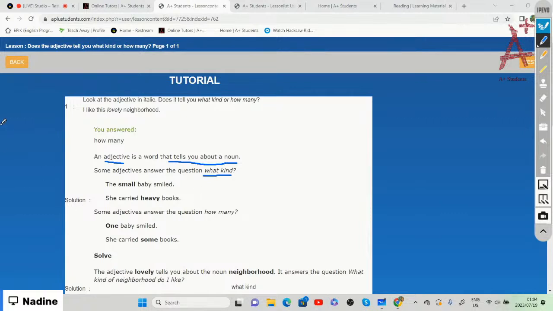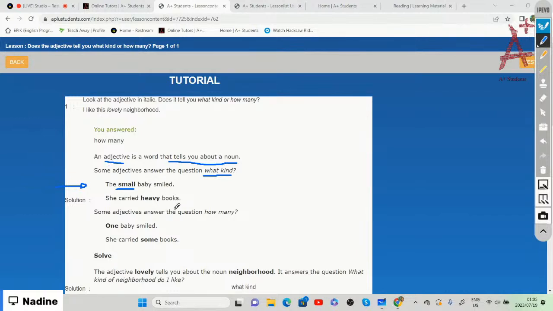If we look at the first example, the small baby smiled, right? So basically, it's like us asking, what kind of baby, right? Then we are describing this baby as small. So small is the adjective that tells us what kind. It's asking us what kind of baby. It is a small baby.